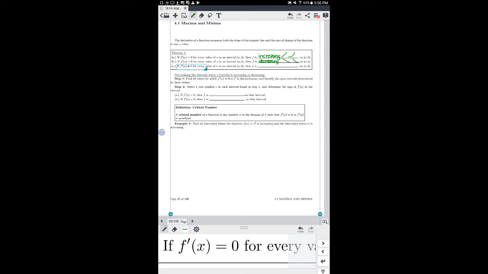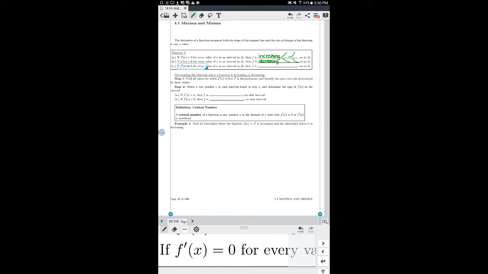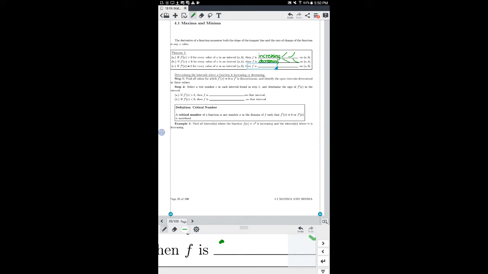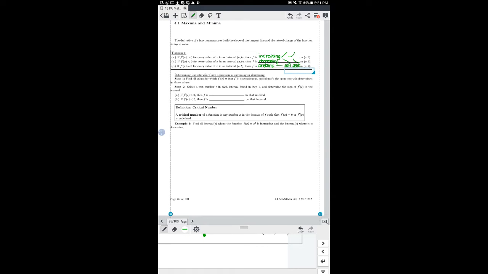If f prime of x, if the derivative equals 0, then the original function is constant. It's not increasing or decreasing. It's constant, which could look like a flat line, or it could look like it's at a soft peak, which would have a derivative of 0. And we can draw what that looks like over here. It could look like the top of a maximum. That would have a slope of 0. Or the bottom of a relative minimum would have a slope of 0.